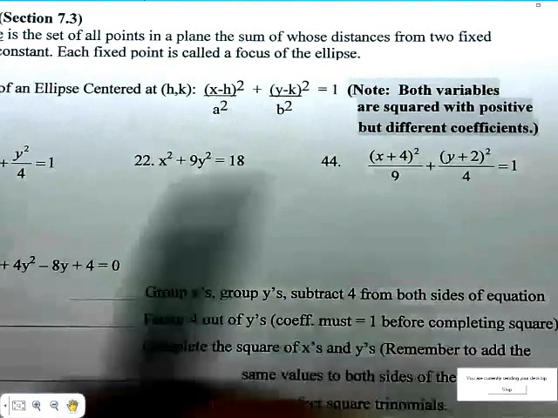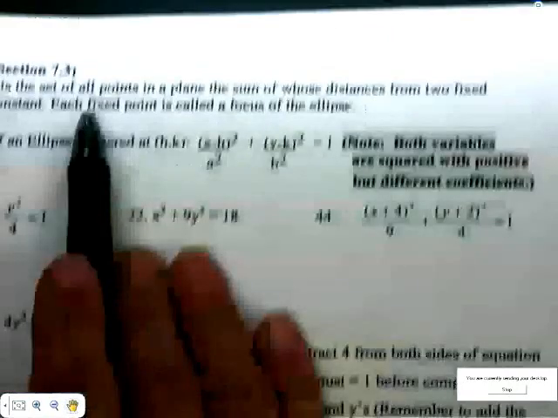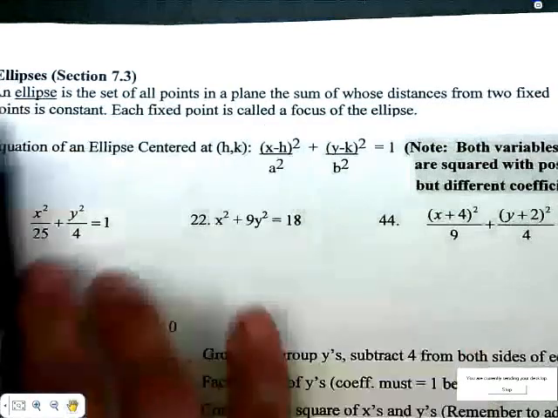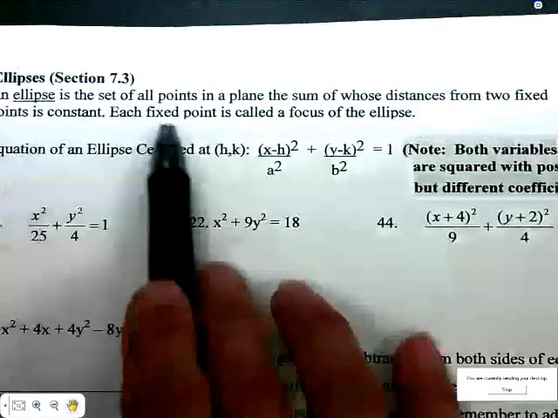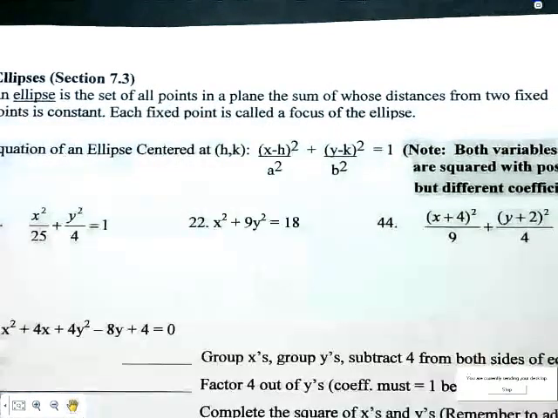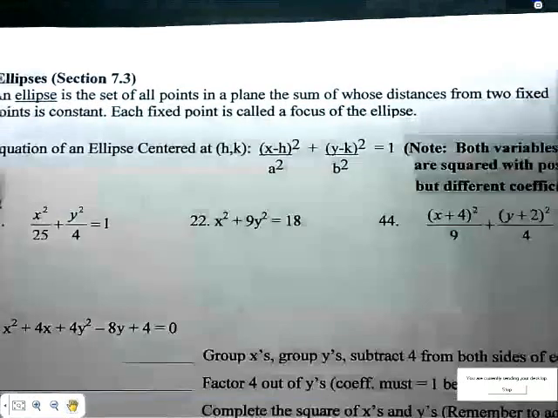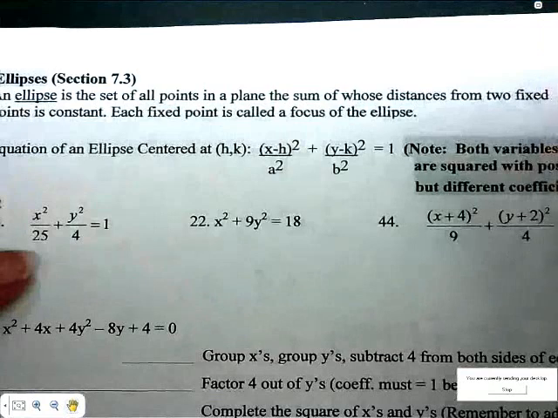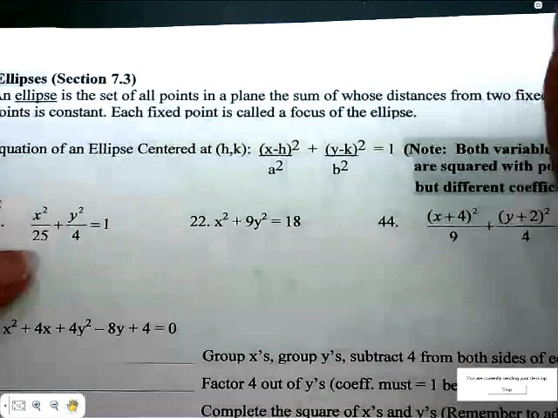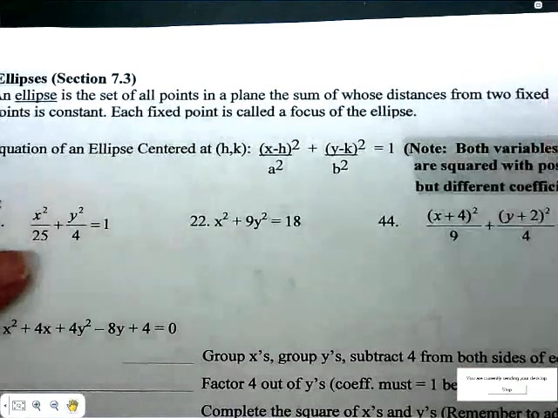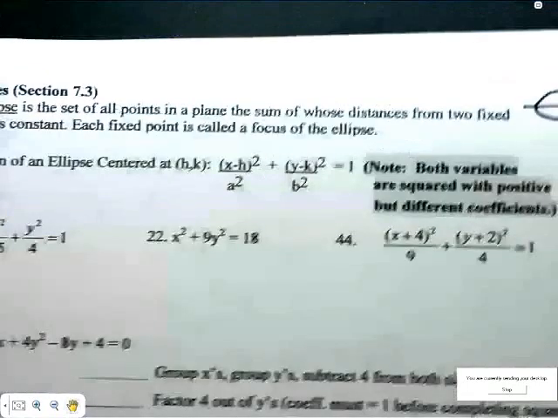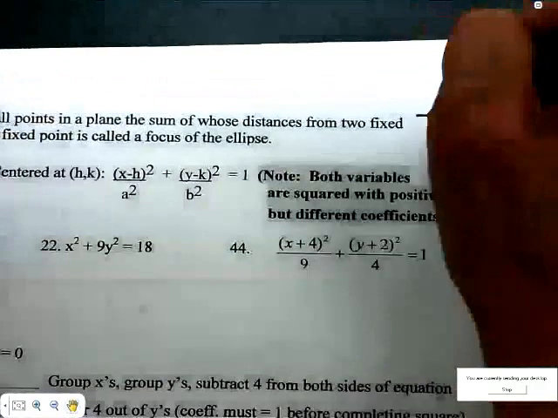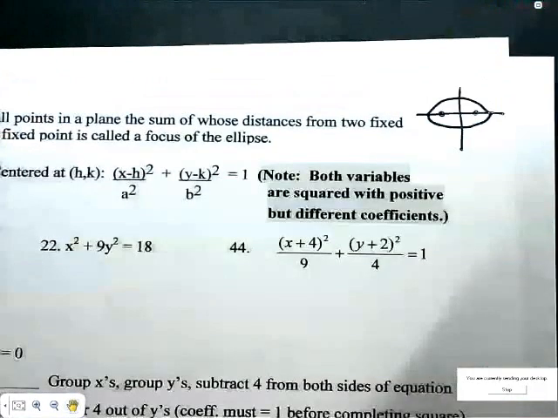An ellipse is the set of all points in a plane, the sum of whose distances from 2 points is constant. Each fixed point is called a focus of the ellipse. In other words, when I graph an ellipse, and I'll just, for an example, use one that has center at the origin, there are 2 points inside an ellipse called the foci of the ellipse.